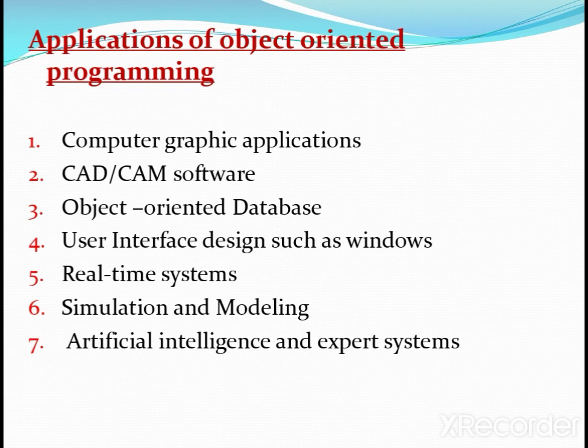The third application is object-oriented databases. Next one, user interface design such as Windows. The graphical user interface design for the Windows operating system using OOP is the most interesting feature of programming. Real-time systems, simulation and modeling, artificial intelligence and expert systems. These are the different application areas of object-oriented programming.